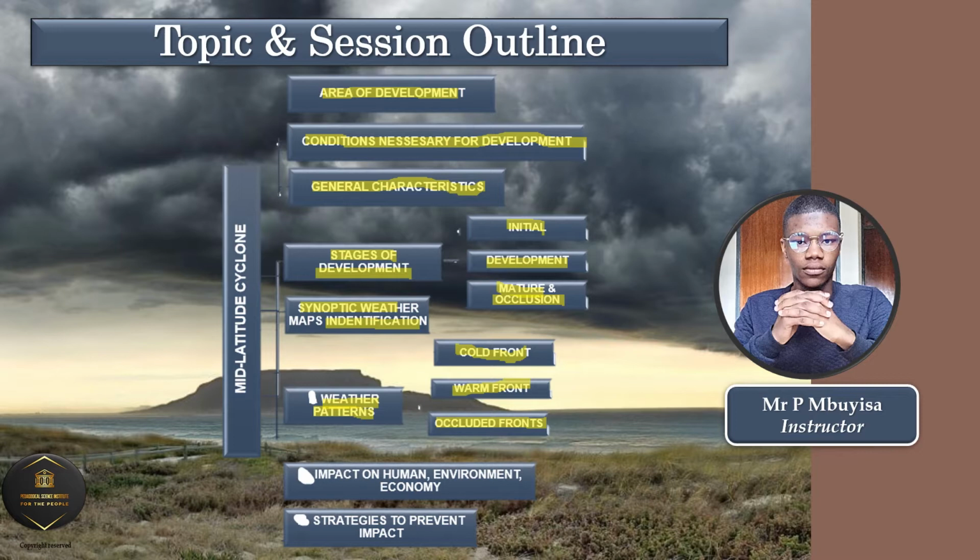And then the last part will be to look at the impact of the system on humans, the environment, and the economy. Now, of course, remember with impact, we can think about positive impacts and negative impacts. Now, with negative impacts, we'll then have to think about what strategies we can employ to prevent the impact. Yeah, so those are the things we're gonna look at. Those are the things we will try and break down for you.